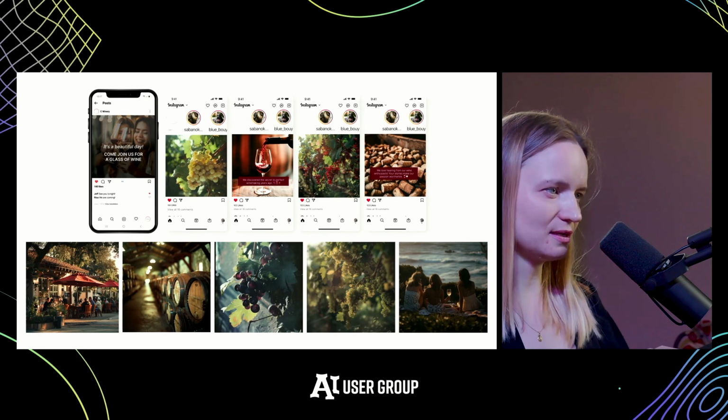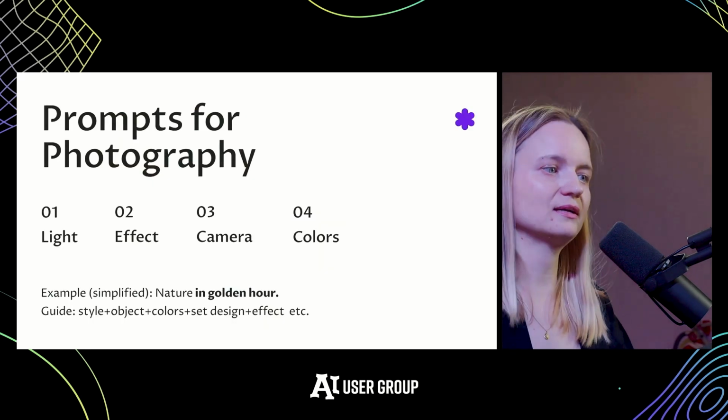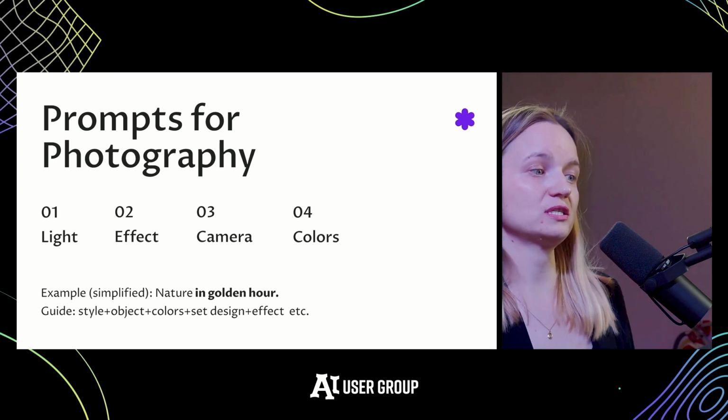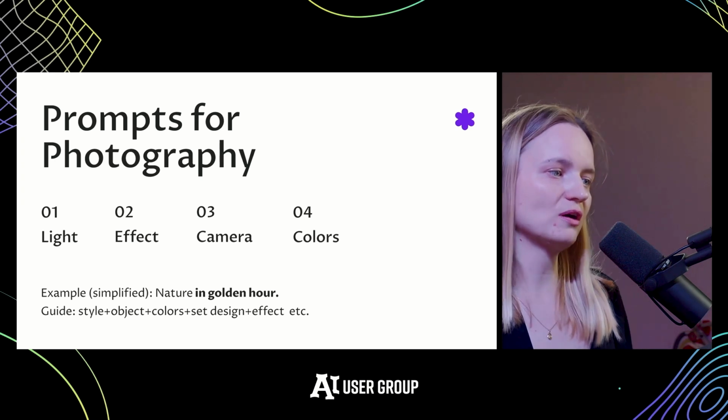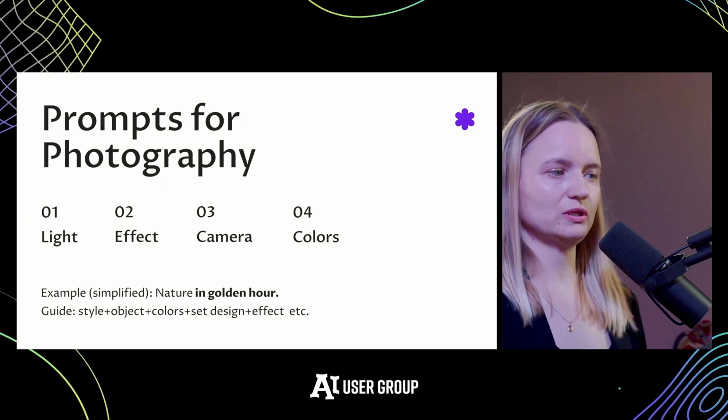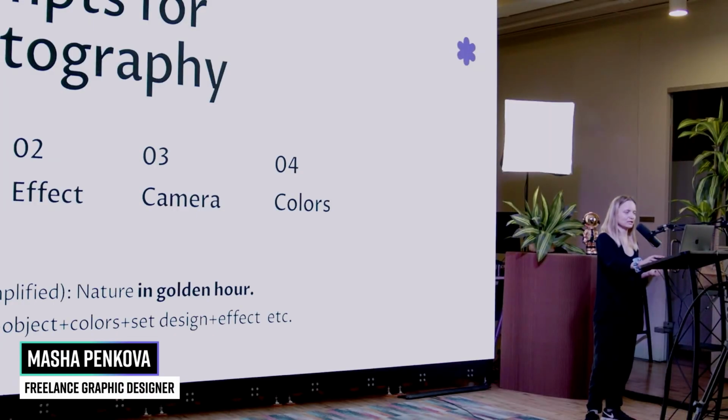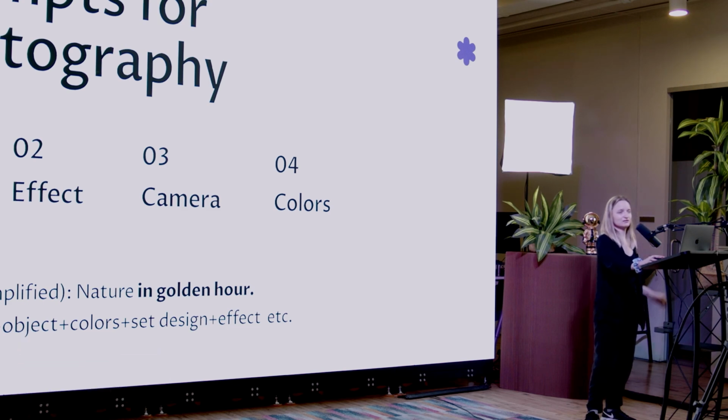I also realized that I skipped this slide, so let's take a look at it. The signal words, how you create the prompt. You can start including light, effect, camera, and colors. I also recommend that you take a look at the language that photographers use and start including that into prompts, to see what it will show you.